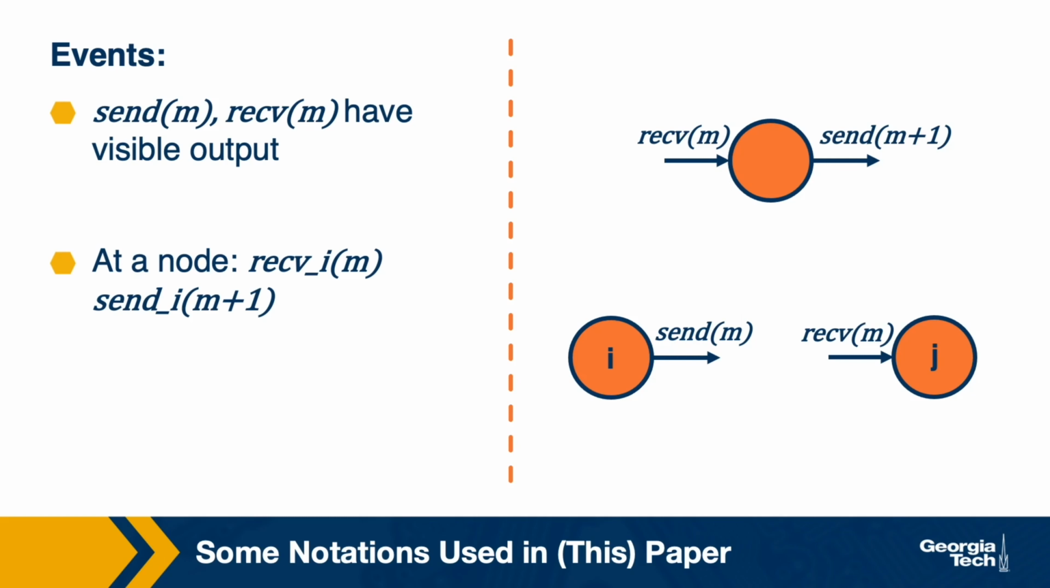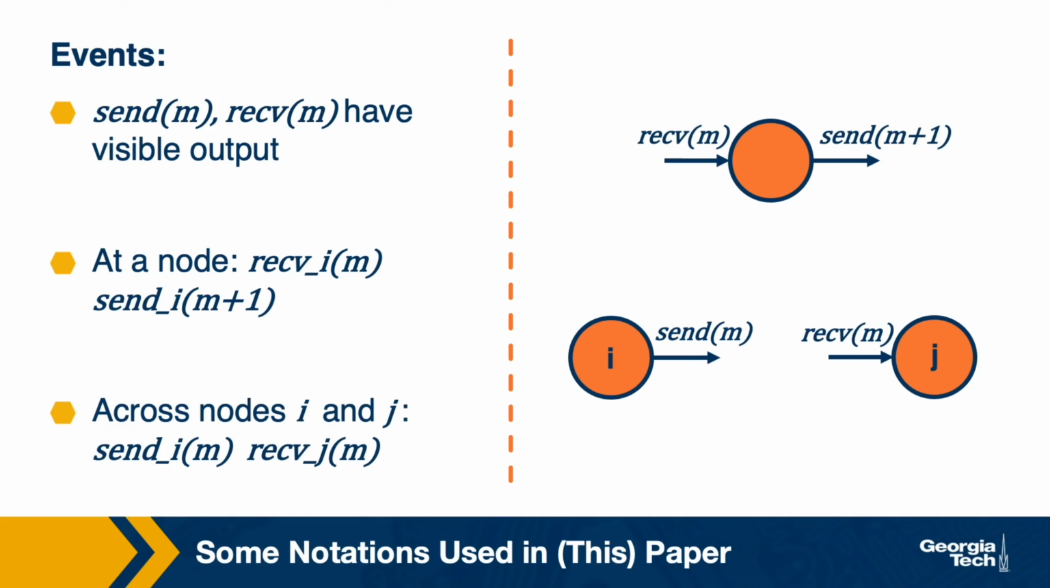At a single node, the receipt of a message M will always happen before some subsequent message M plus 1. There may be some other processing that happens internal to the node, but let's not think about that now. Across 2 nodes, I and J, send and receive events are also related by this happens before relationship. Sending a message at the sender node I always has to happen before receiving that message at the receiver J. Otherwise, there wouldn't have been anything that node J could have received.